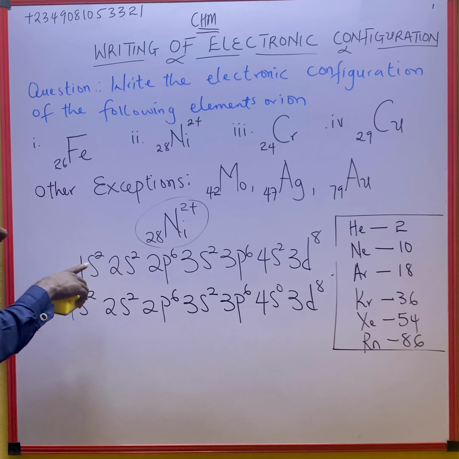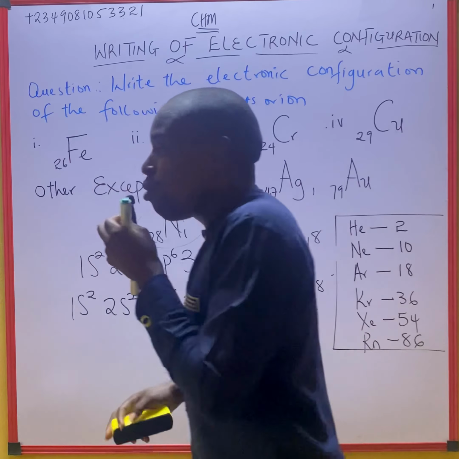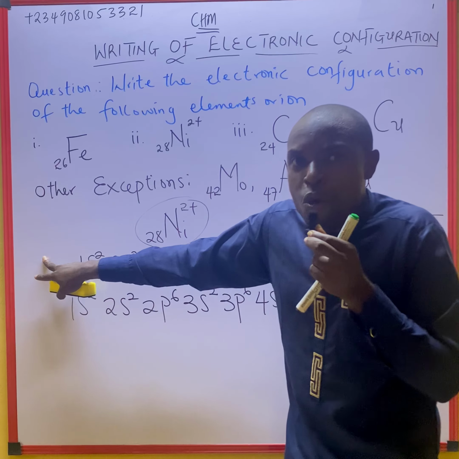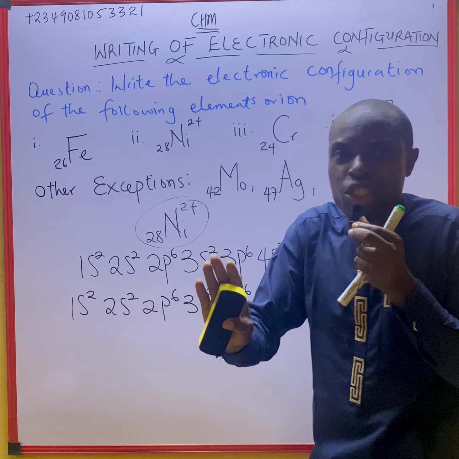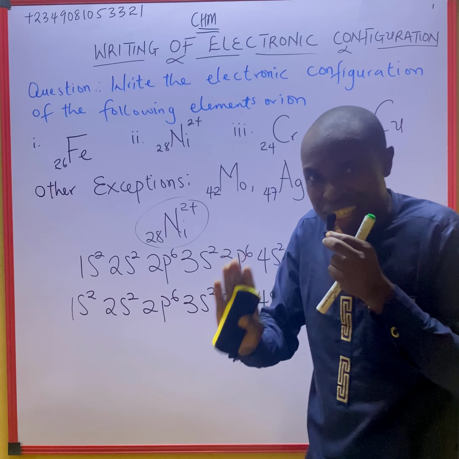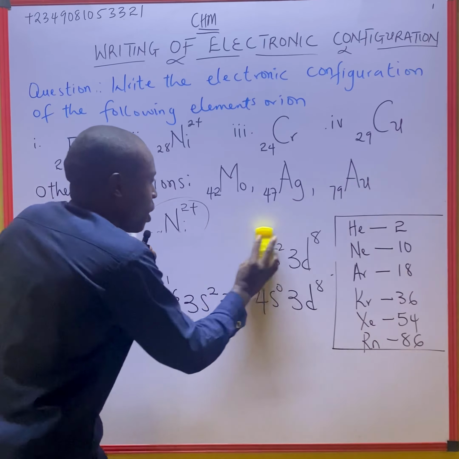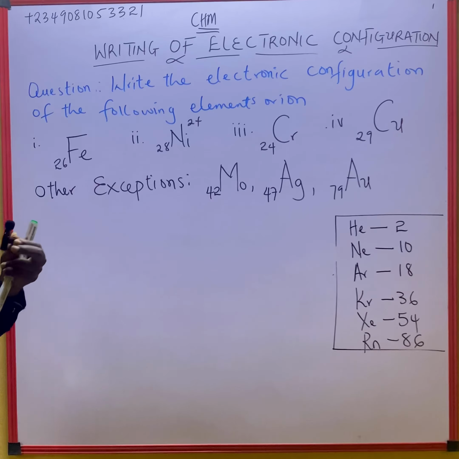Please take note, this one is when the nickel was in the ground state. And when we say ground state, we simply mean that state where there was neither a loss nor a gain of electron. Now we erase the board to move to the next question.